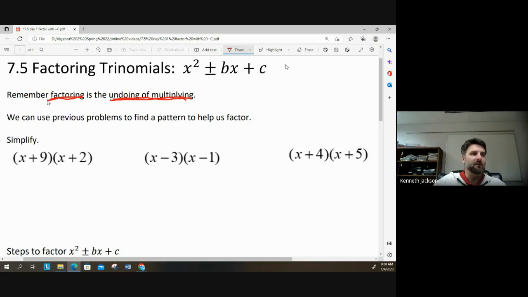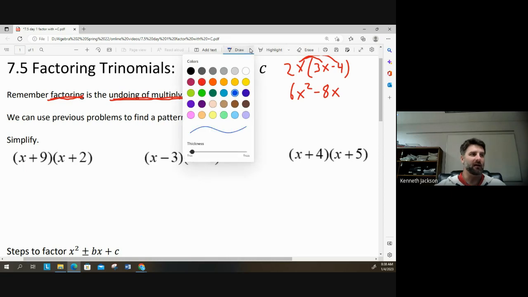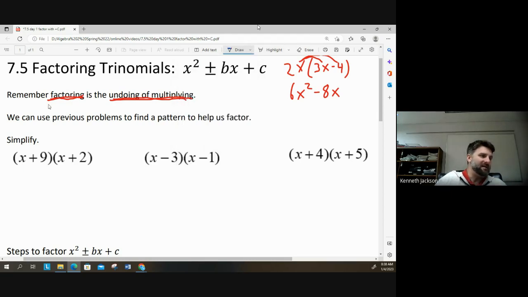For example, if you had 2x parentheses 3x minus 4, I could get rid of these parentheses by distributing. That is multiplying. 2 times 3 is 6x squared, and 2x times 4 would be minus 8x. Well, that is putting it together. That is multiplying. What we are doing now is the opposite. We're going the other direction. We are factoring. So what we should ask ourselves is, what number will go into 6 that also goes into 8? Well, that would be 2. The GCF between x squared and x would be 2x.